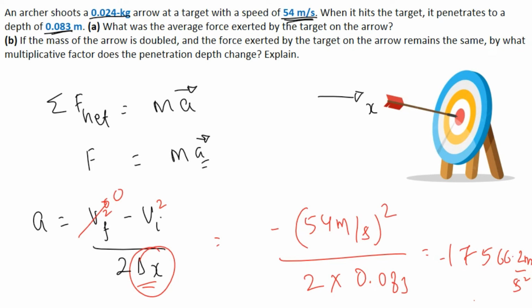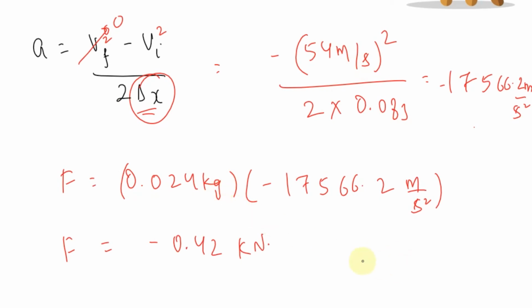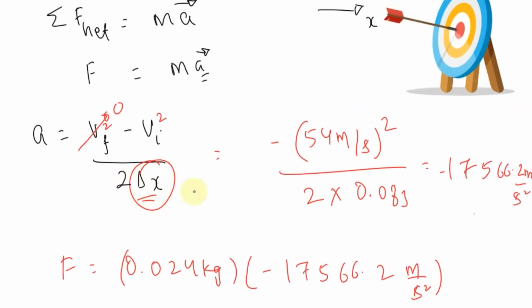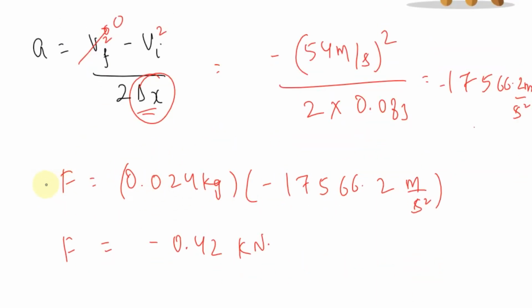Now next, in the B part, it is given that if the mass of the arrow is doubled and the force exerted by the target on the arrow remains the same, then by what multiplicative factor does the penetration depth change? So this force remains the same, mass increases by 2, then what would be the change in this delta x? If this force remains the same and mass becomes 2, then acceleration should become half, then only this force would remain the same, this 2 and 2 will cancel.